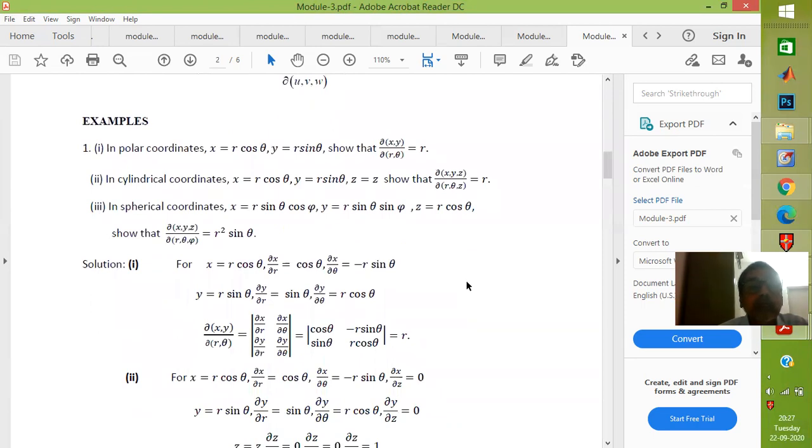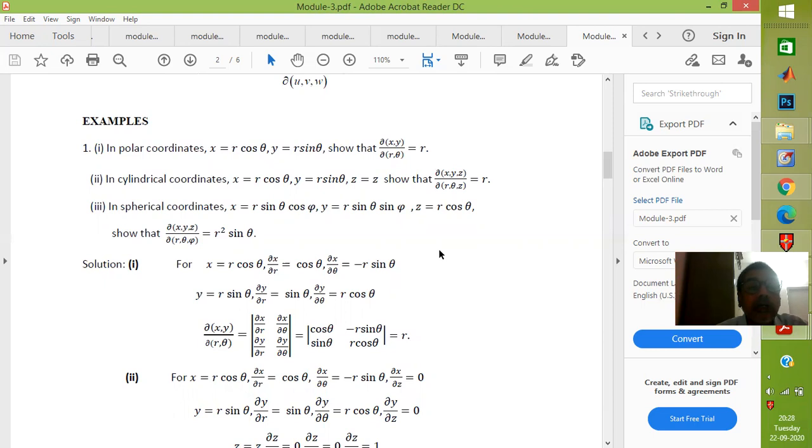Now, there are some well-known problems that arise when we talk about Jacobians. The first problem is when we transform from Cartesian coordinates to polar coordinates on the plane. So all of us know the geometry behind the polar coordinates in a plane. That will give us x is equal to r cos theta, y is equal to r sin theta. And then we can find the Jacobian dou xy by dou r theta, and we get it as r. The details are shown in the solutions.